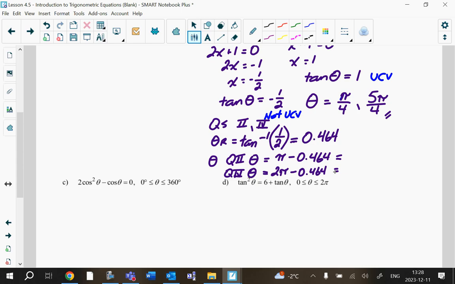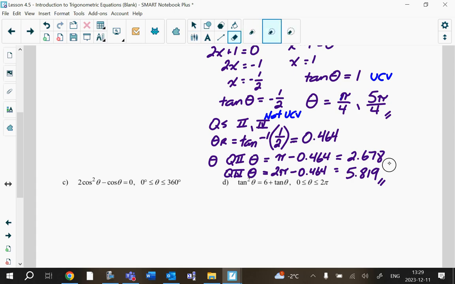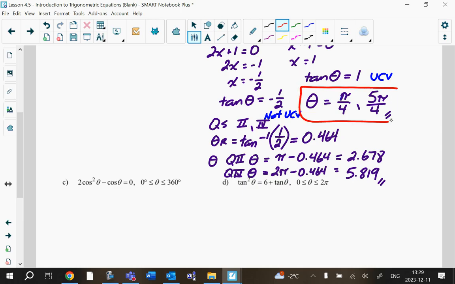And those will give me 2.678, 5.819. So there's all your answers. One we were able to use the unit circle, the other one we couldn't.